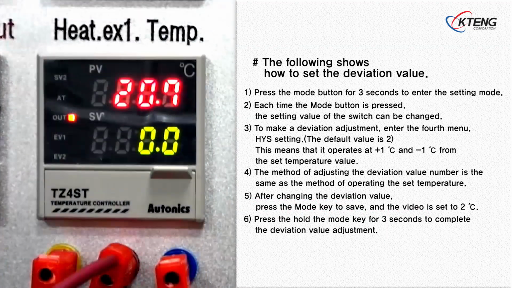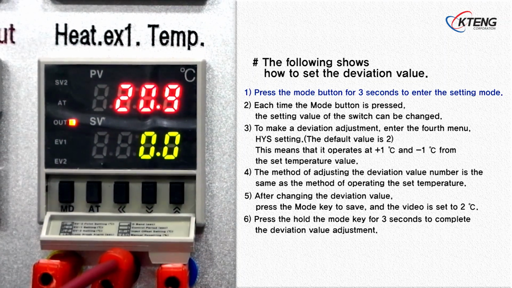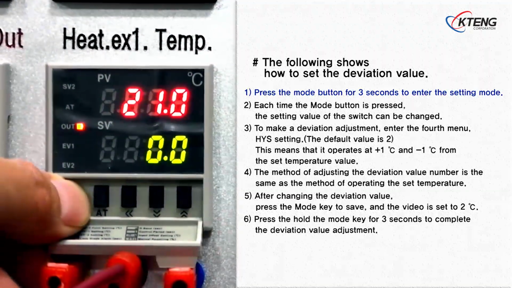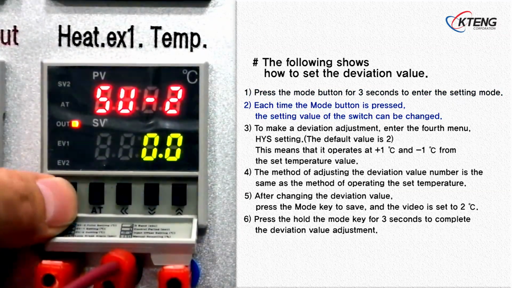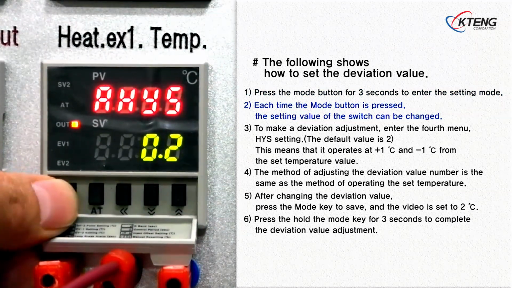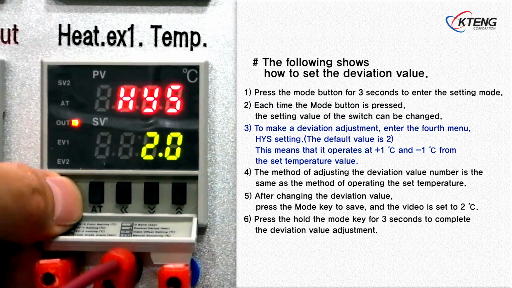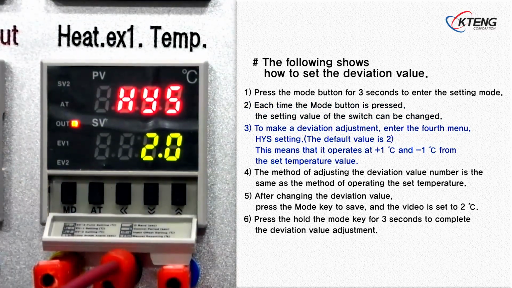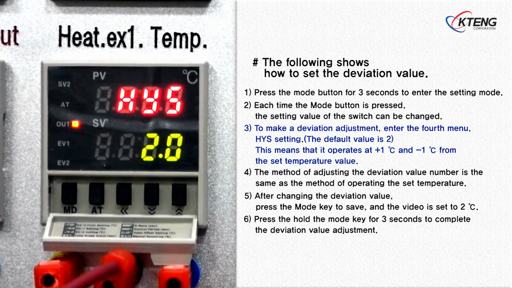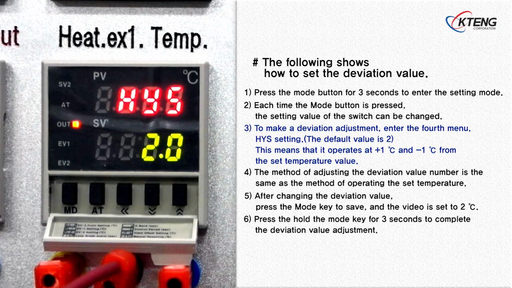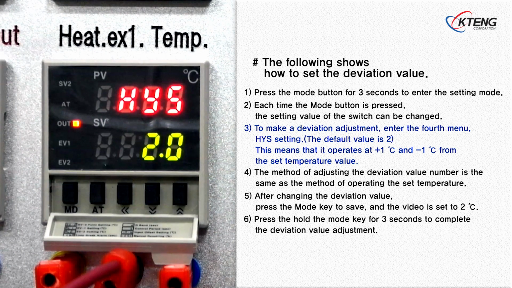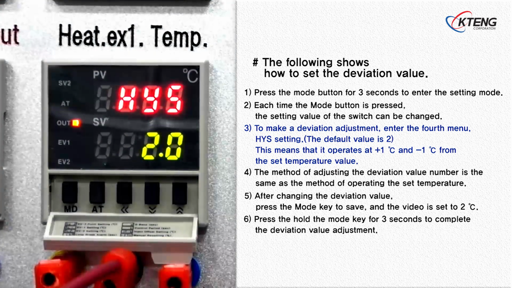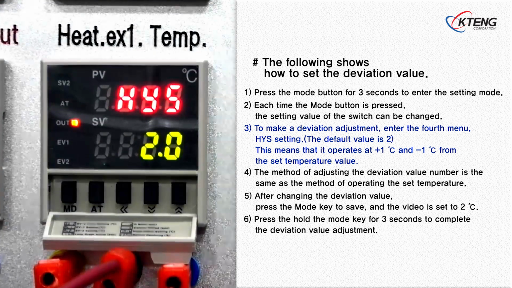The following shows how to set the deviation value. Press the mode button for 3 seconds to enter the setting mode. Each time the mode button is pressed, the setting value of the switch can be changed. To make a deviation adjustment, enter the fourth menu, HYS setting. The default value is 2. This means that it operates at +1 degree Celsius and -1 degree Celsius from the set temperature value.